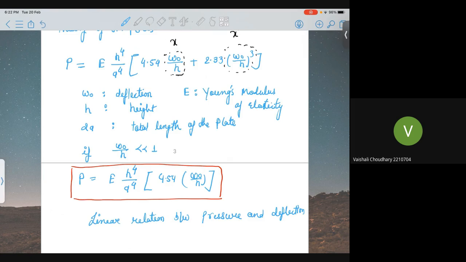And we'll do one derivation, and we will see what is gauge factor. Then we'll solve some problem based on this.